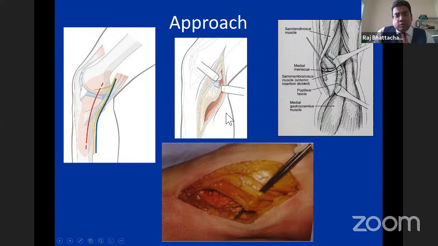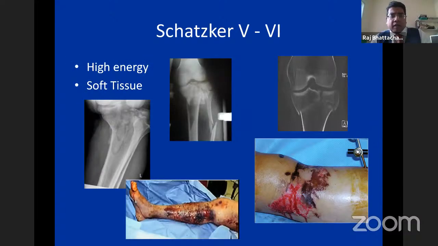I tend not to dissect the hamstring, the pes. I go either above or below them and try and slip the plate. If I'm really struggling, then yes, sometimes I do take them out. And that's how I do it.